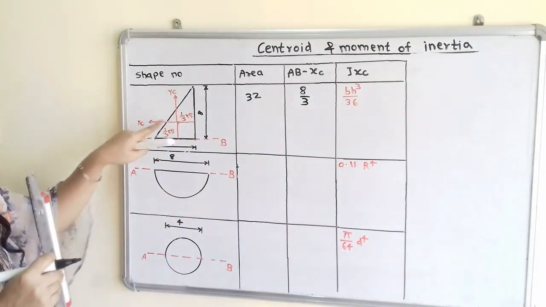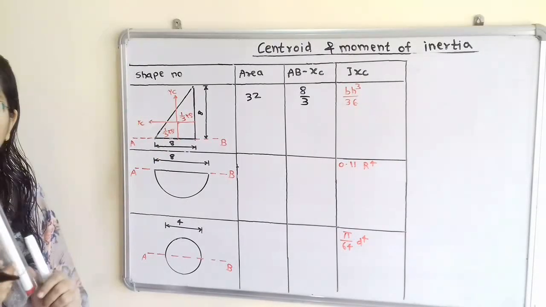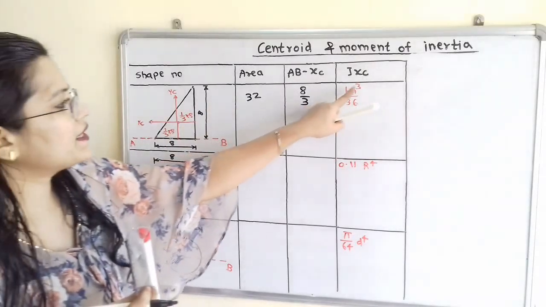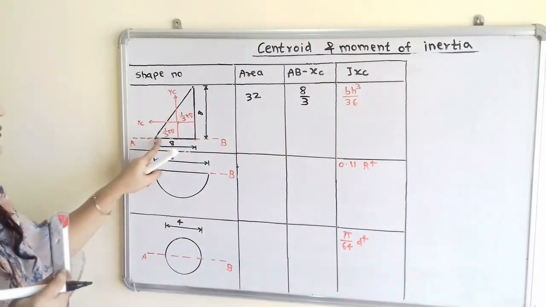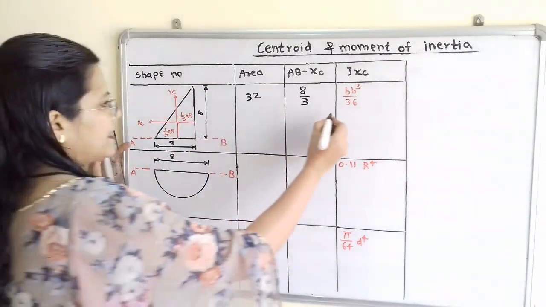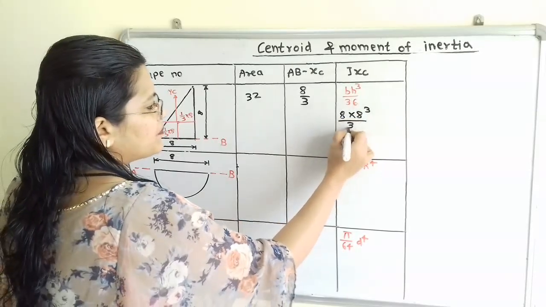Now we know the moment of inertia about centroidal axis XC for the triangle. So it is equal to BH cube by 36, where B is base, H is height. So we will mention here 8 multiplied by 8 cube divided by 36.